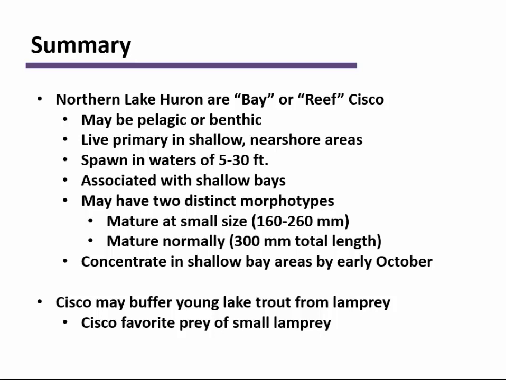So it appears that we might have two distinct morphotypes. One is a small form that matures at a very small size. This is what I showed you in the St. Mary's River, where these little Cisco mature at less than 200 millimeters long. I don't see that anyplace else except there, whereas most of the fish sexually mature by about 300 millimeters. And these fish are concentrated in bays in less than 30 feet of water by early October, certainly in September.